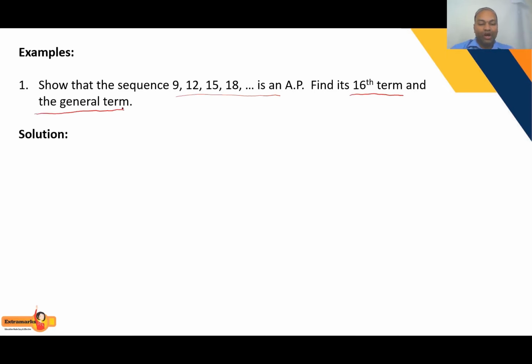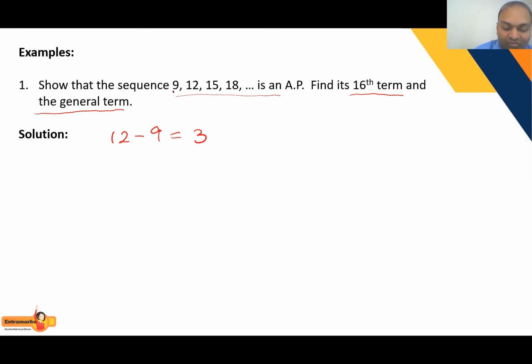Right? Now, how to prove or how to check whether given problem is in AP or not? Now, observe this one here. First term is 9. Second term is 12. Differences you check. Second term minus first term. So that is 12 minus 9. Answer is 3. Then next you see third term minus second term.